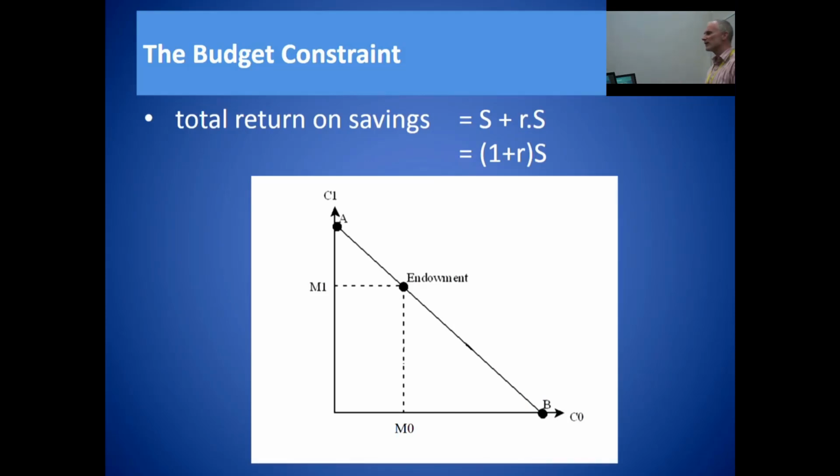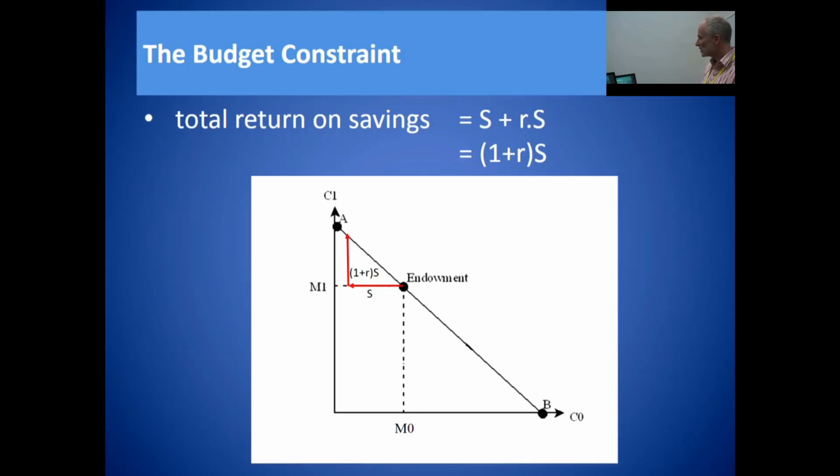Well, it means that if the budget constraint is a straight line, it's got a constant slope. So for every S pounds that you save, you get, in the future, your return upon savings is 1 plus R times S. So you go down S pounds, you go up 1 plus R times S pounds.